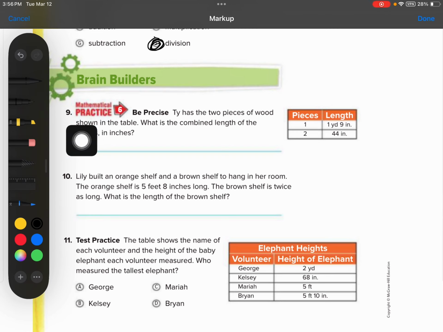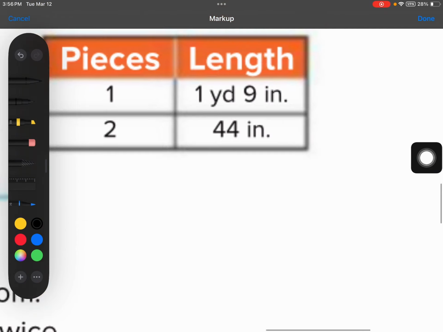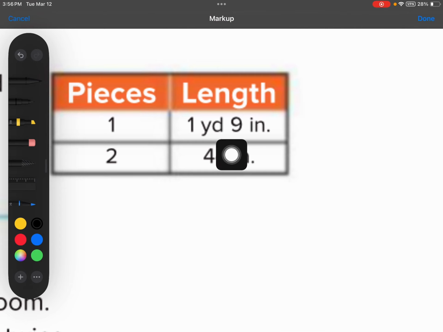Ty has 2 pieces of wood shown on the table. What is the combined length in inches? Combined means adding. But looking over here, we have to convert these to the same thing. We've got yards and inches. We need to convert everything to inches, then add them together. So 1 yard is 36 inches. So we're going to do 36. And then we add that 9.